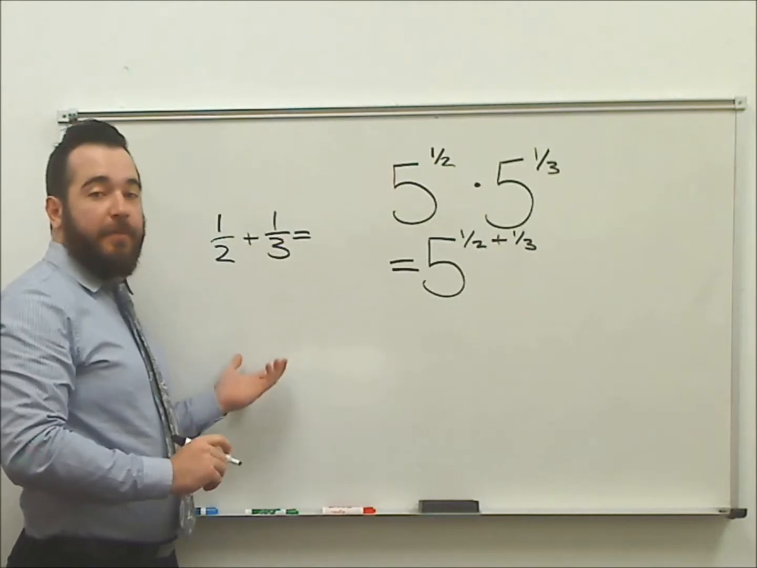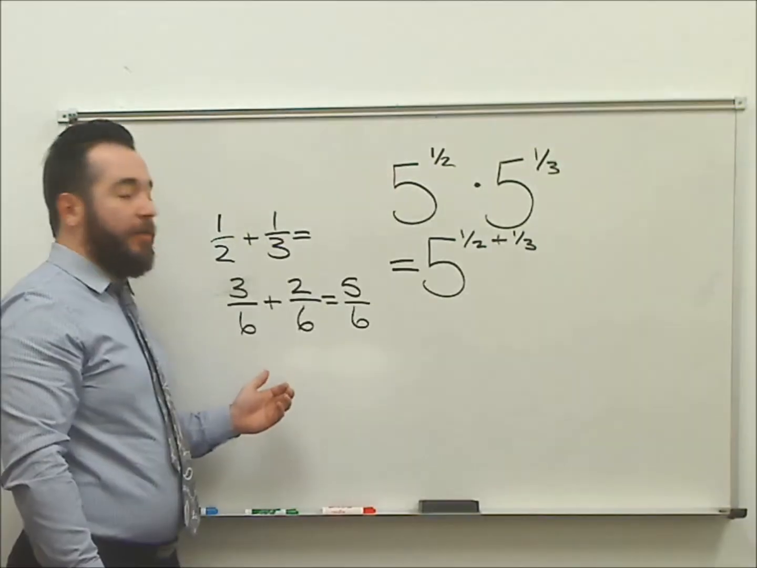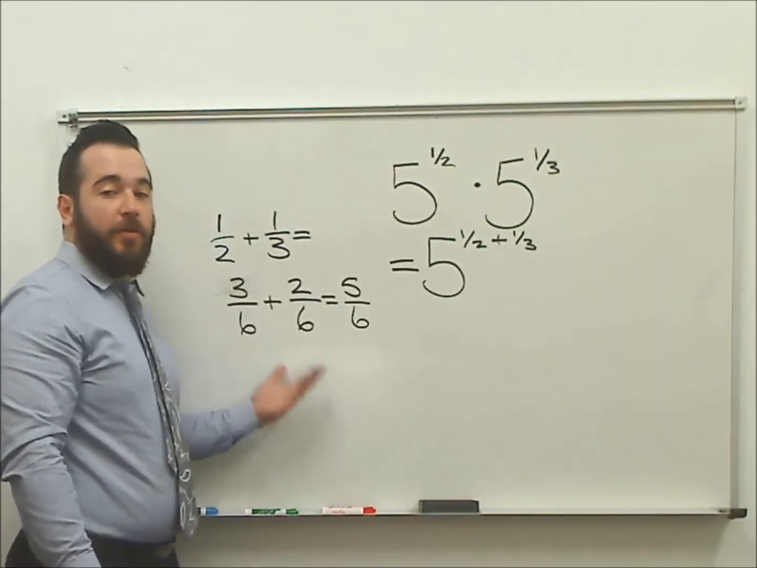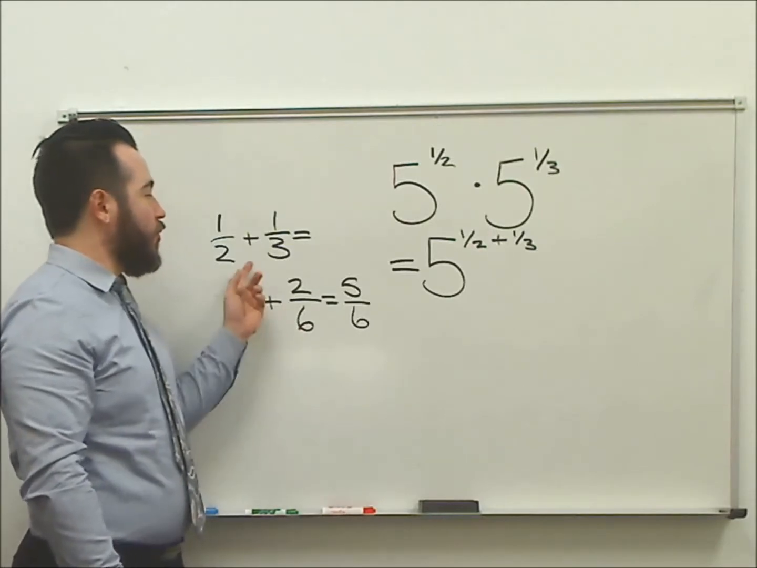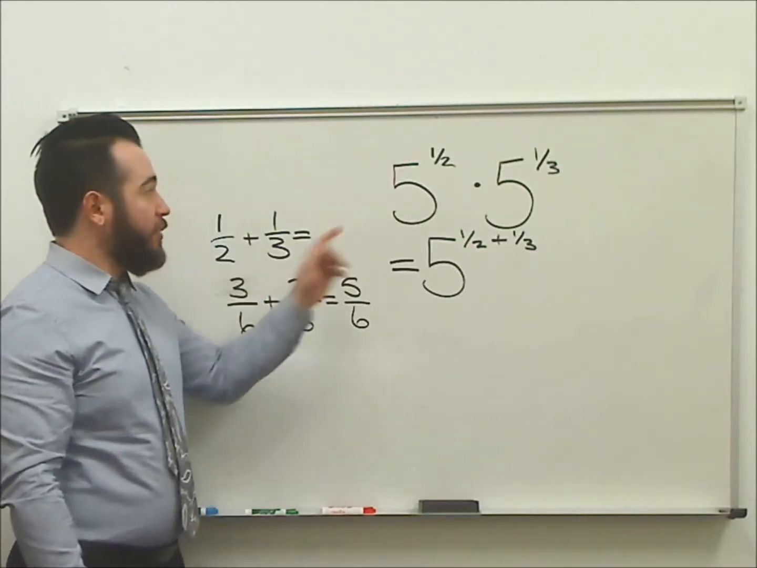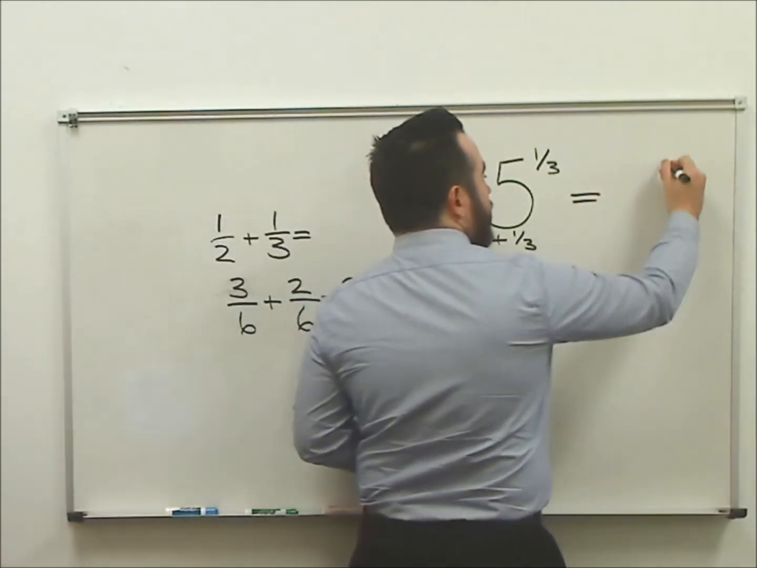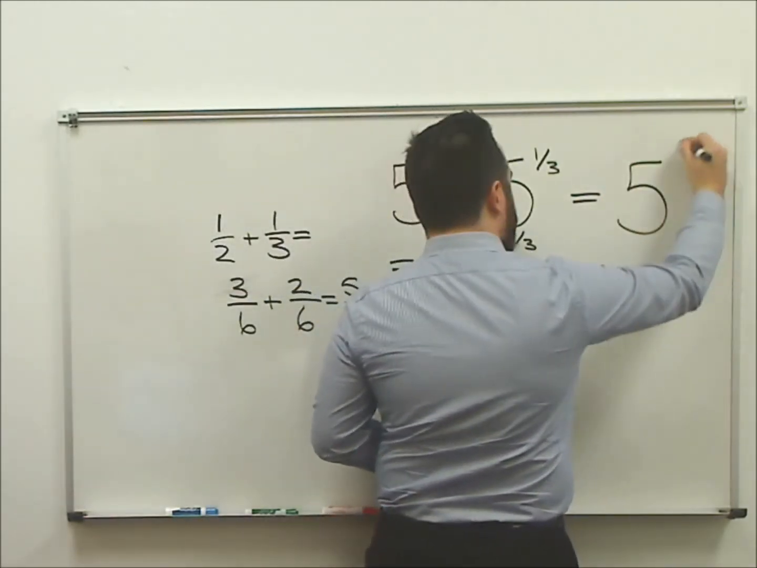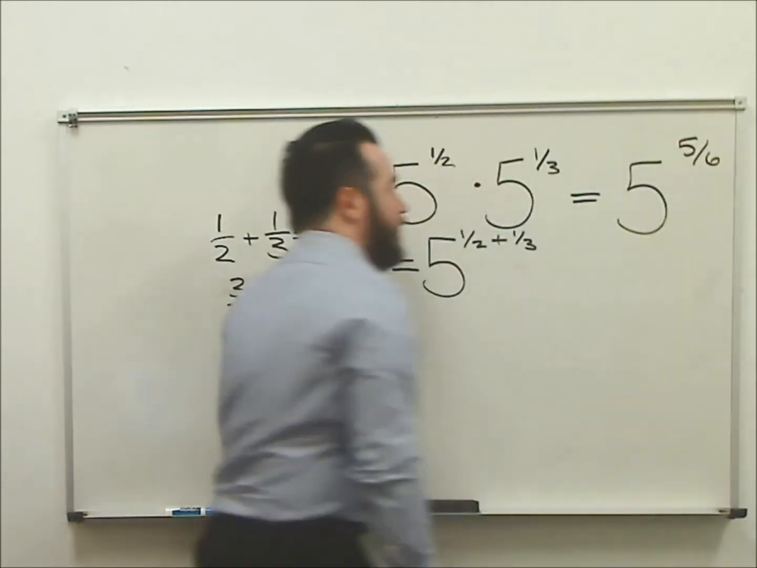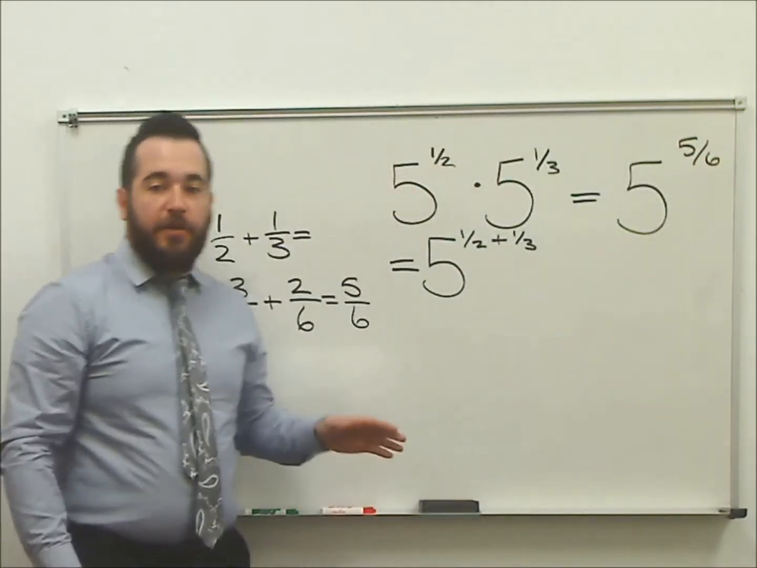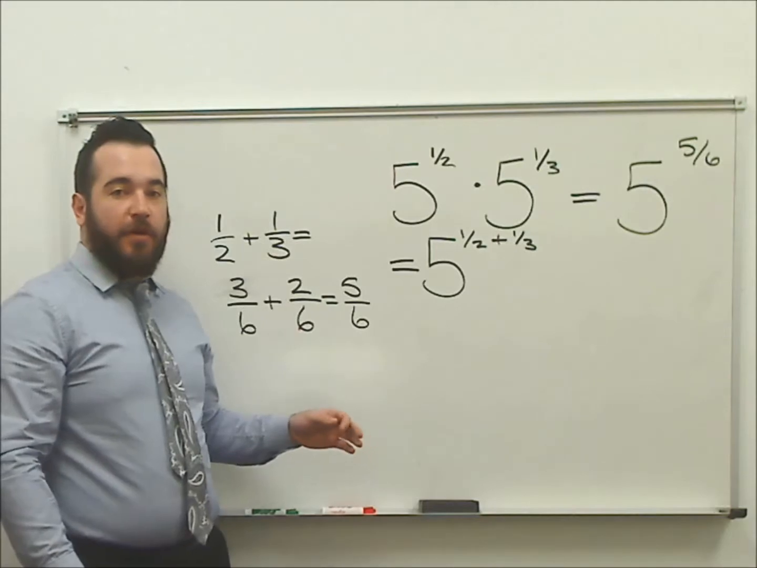Getting a common denominator of 6, this is 3 over 6 plus 2 over 6, which is equal to 5/6. So that means that 5 to the 1/2 times 5 to the 1/3 equals 5 to the 5/6.